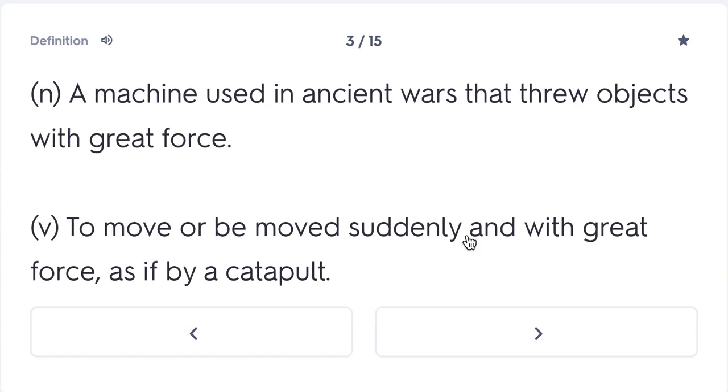A catapult. A catapult is an ancient machine that was used in wars to throw objects with great force. You may have done a STEM project where you've made a catapult. If you came to STEAM night, we did catapults. It can mean to be moved suddenly with great force, as if you were being thrown by a catapult. So you could catapult something even if you're not using the actual machine.